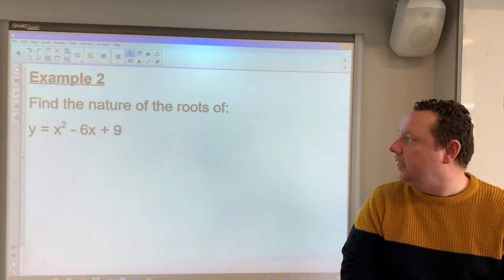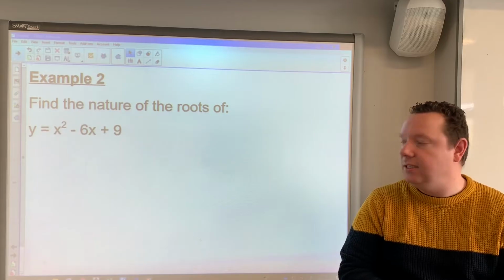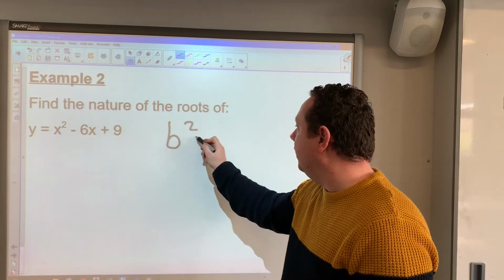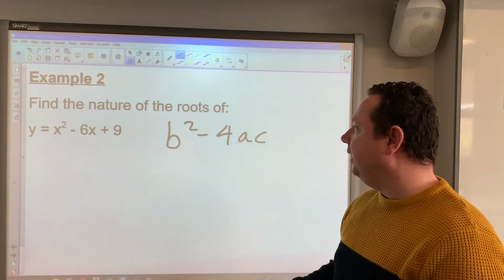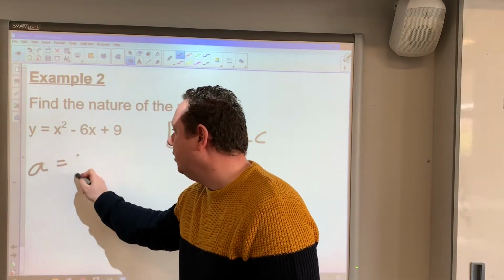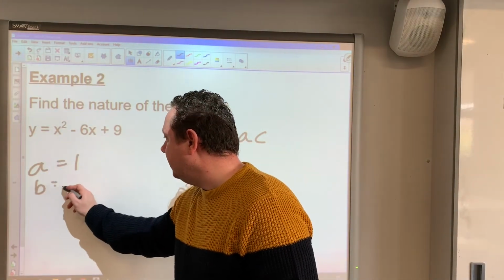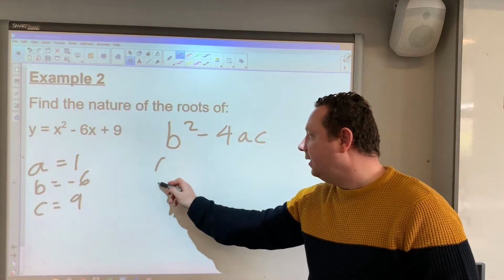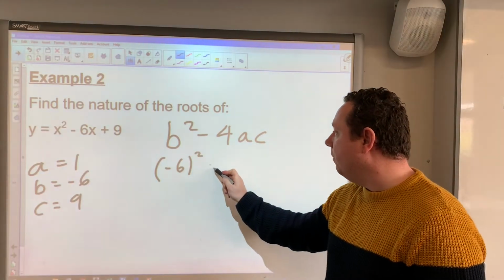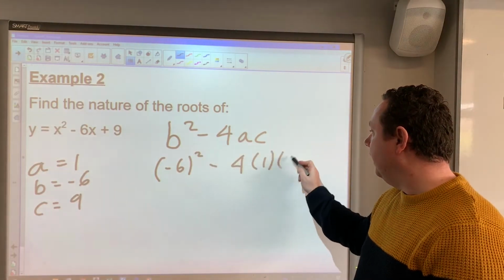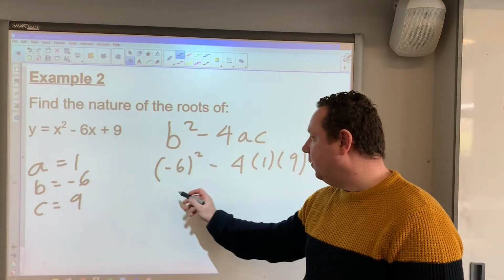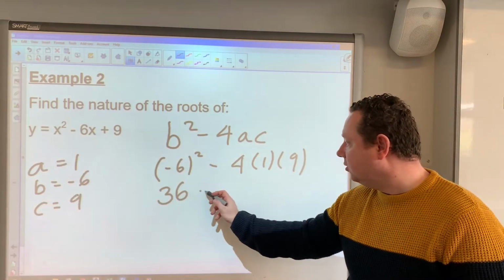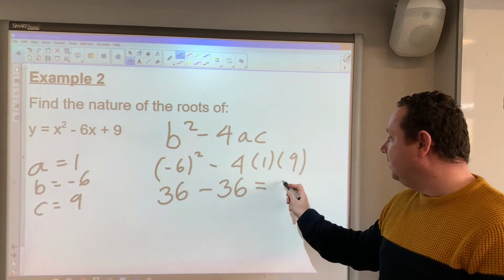Example 2 says find the nature of the roots of y equals x squared minus 6x plus 9. So like example 1, I'll find my quadratic formula and write down the discriminant, b squared minus 4ac. I'll work out my a, so that's 1, so there's nothing in front of x squared. B is negative 6, and c is 9. Substituting in here, so I've got minus 6 squared minus 4 times 1 times 9. Minus 6 squared is just 36. 4 times 1 is 4, 4 times 9 is 36, so take away 36. That gives me 0.